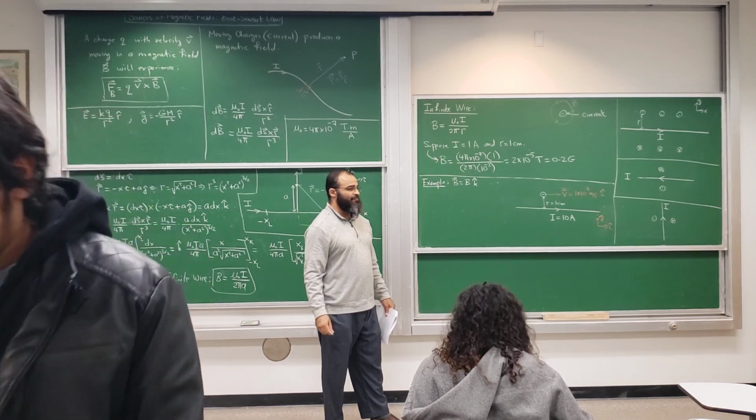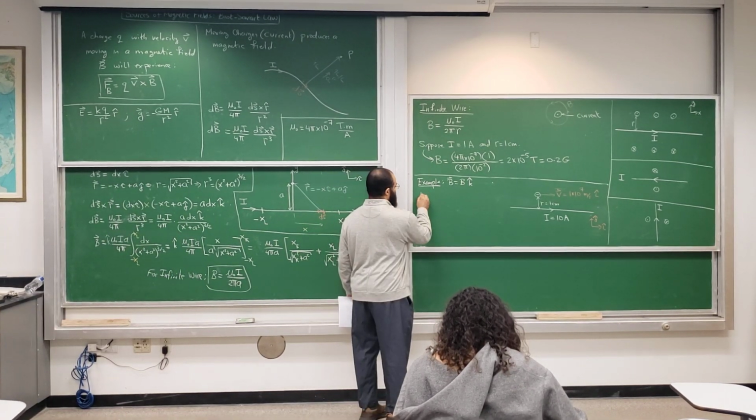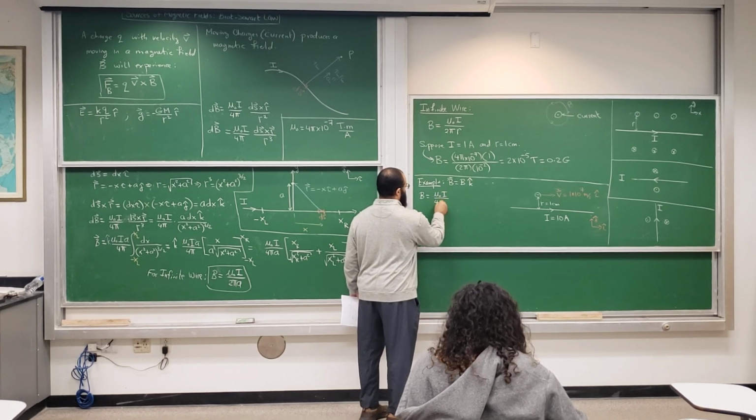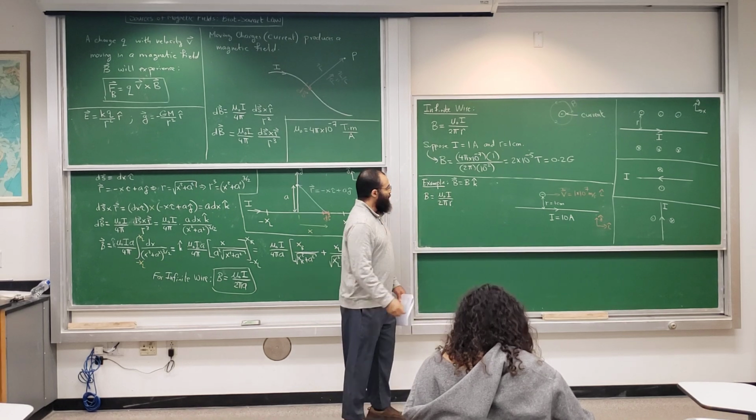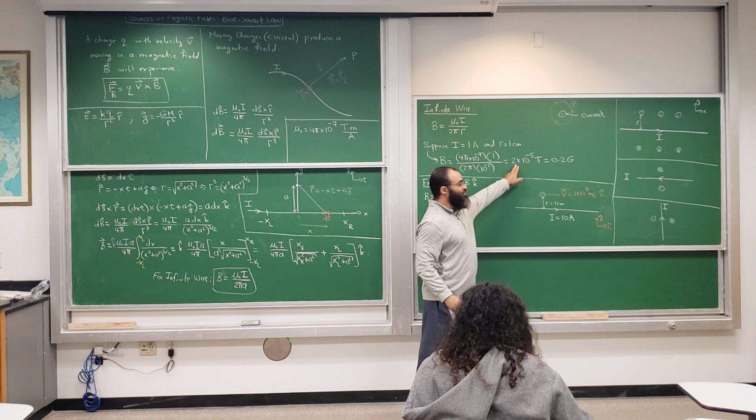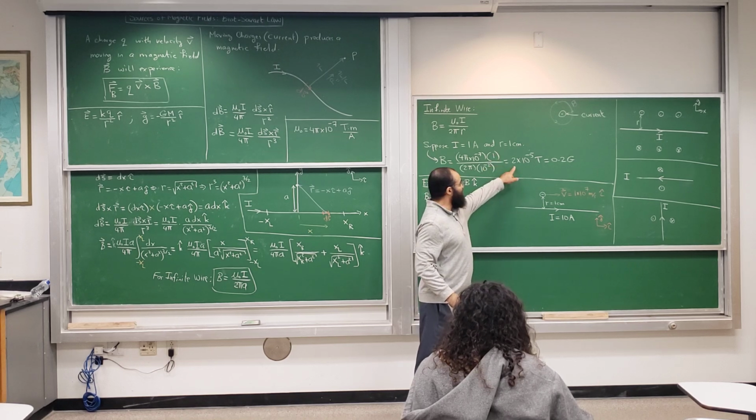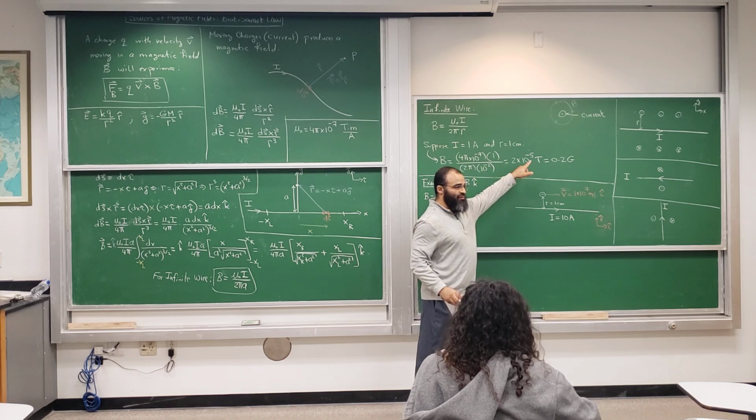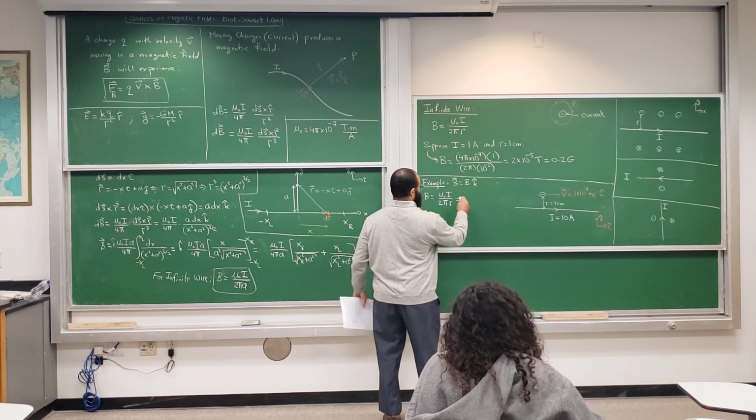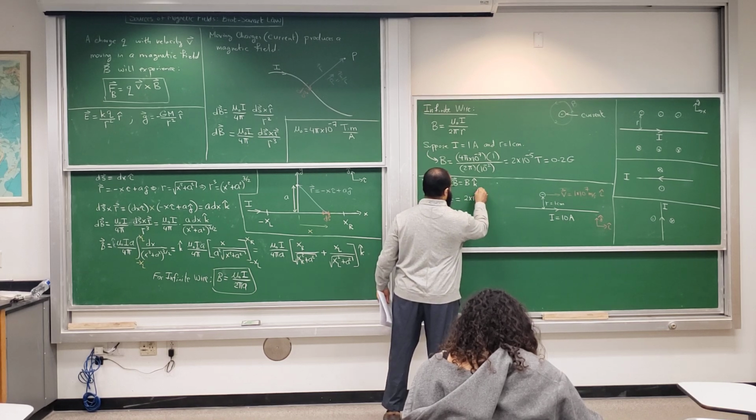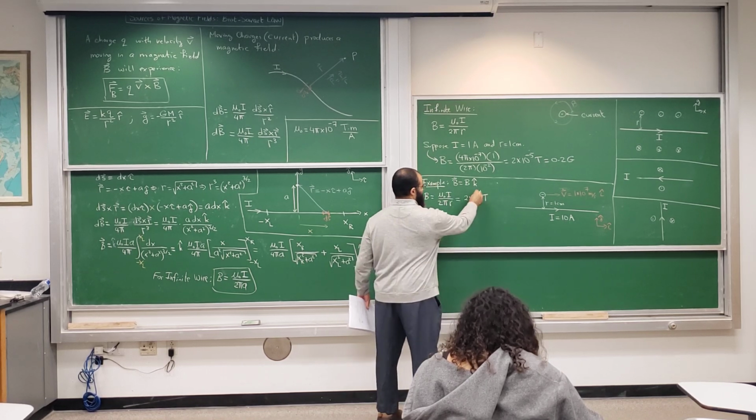Okay, how much is it? Let's figure it out. So B will be mu naught I over 2 pi R, right? We essentially did this. We got this number, but for 1 amp. So I just need to put 10 here. So it'll be 2 times 10 to the minus 4, right? So that's the magnetic field.